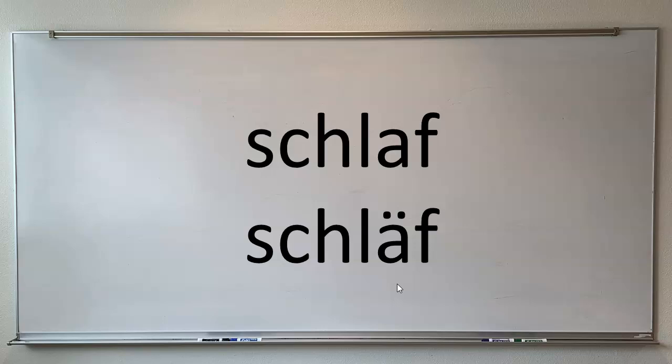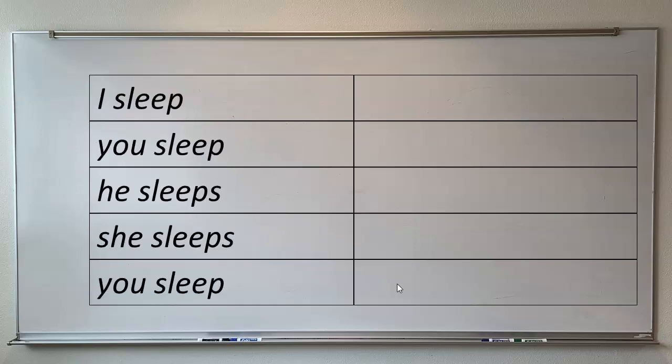Well, that's just a matter of practice. You memorize through practice. And I will show you which forms in just a second. Okay, so I sleep. This one uses the stem schlaf. Ich schlaf, so you add your ending for I, which are the same endings for regular verbs that you've seen already.